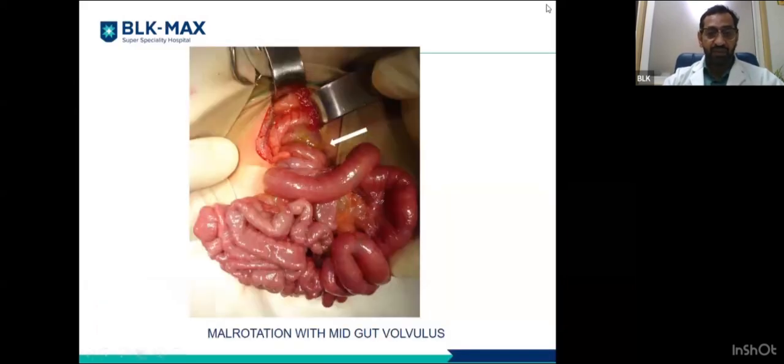So sometimes, as I said, these patients might have intestinal volvulus because of the short mesentery, and this volvulus can be dangerous and life-threatening, and the intestines might lose their viability.